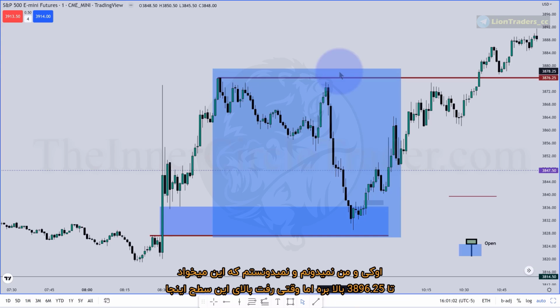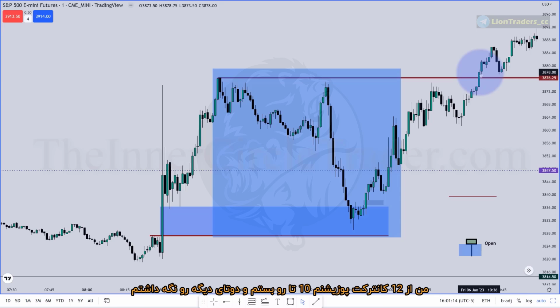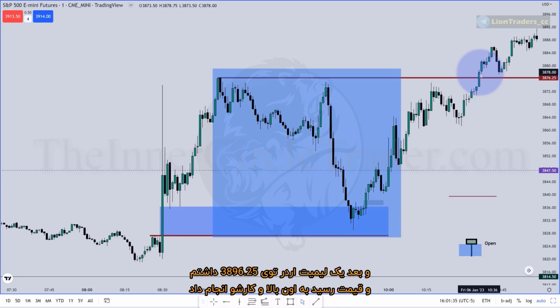I don't know, and you didn't know, that it was going to go up to 38.96 and a quarter, but once it got above this level here, I took 10 contracts off of a 12 contract position, and I left 2 contracts on. By having that run above that 38.76 and a quarter level, I drew your attention on Twitter to 38.95 for buy side. And then I had a limit order at 38.96 and a quarter. And it reached up in there and did its business.